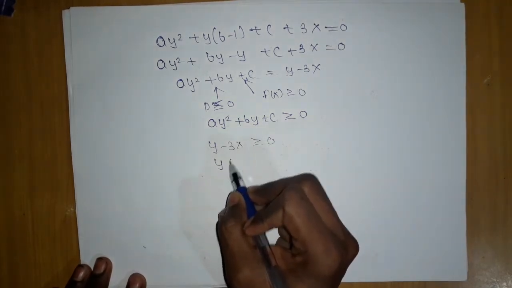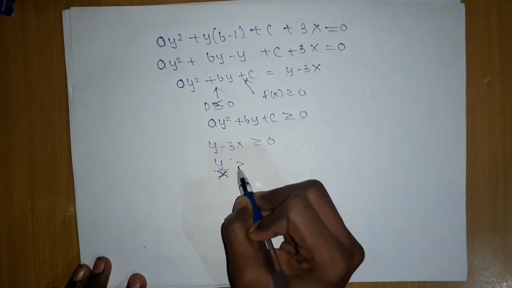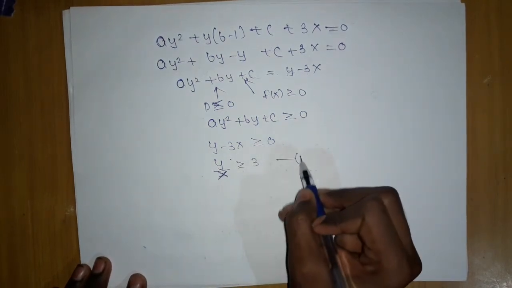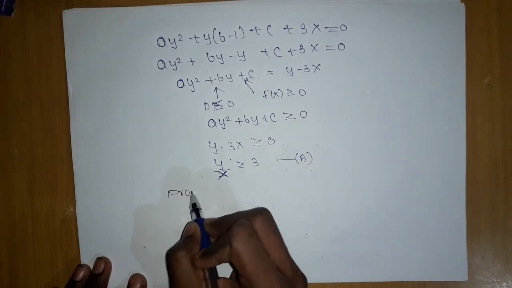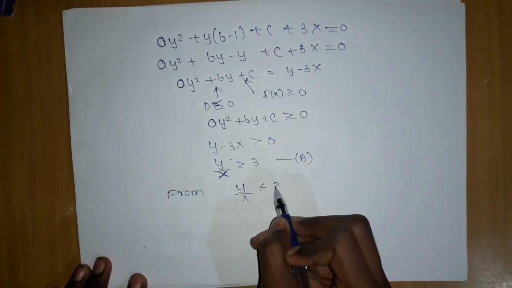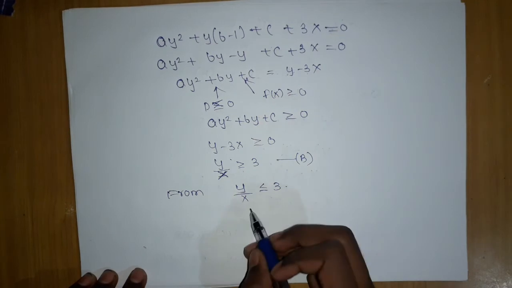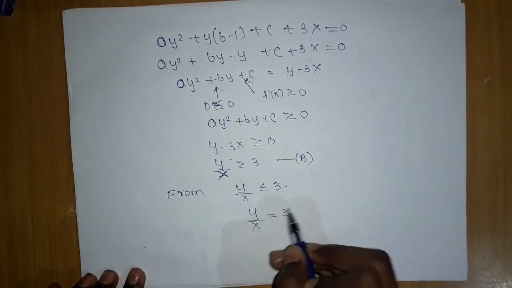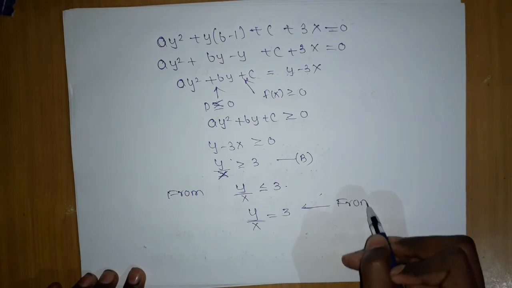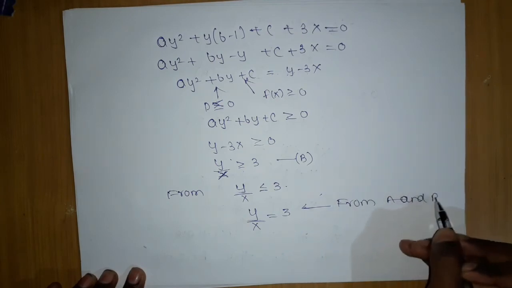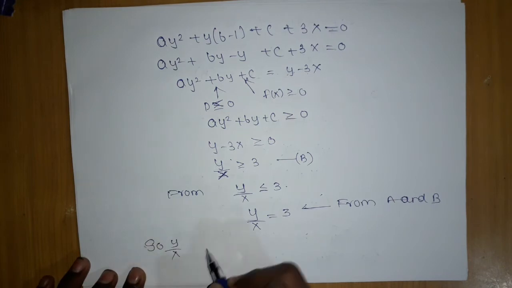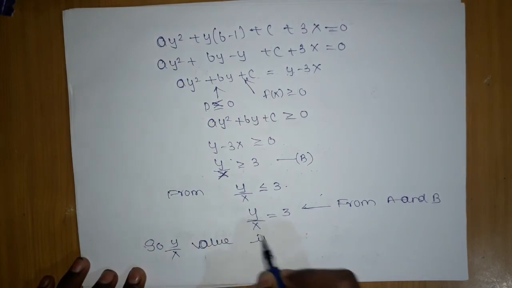So y by x should be greater than equal to 3. Let me call it as b. But from a, y by x was less than equal to 3. Now these two can satisfy the condition only if they are equal to 3. So y by x is equal to 3 from a and b, so the y by x value is 3. Okay, so we are done with this problem, we will move on further.